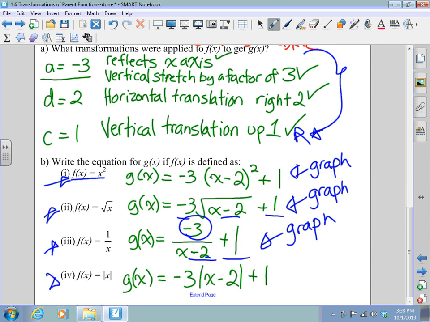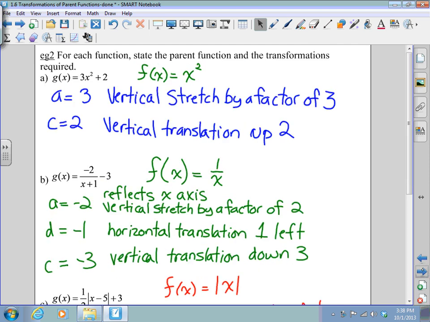Looking at our last one here, it's the absolute value. And again, you sub in the a out front, x minus d, and plus c. Any questions with that? Please come and see me in class. Let's go to our next page.